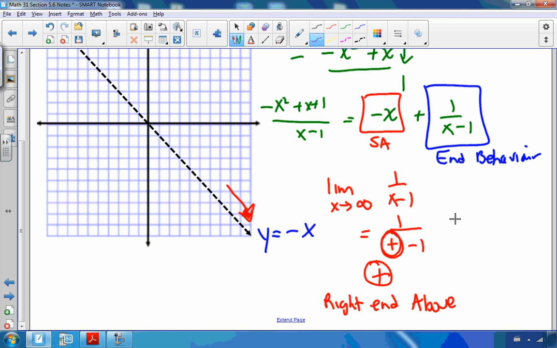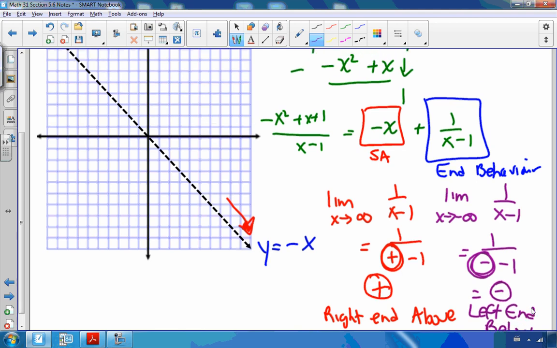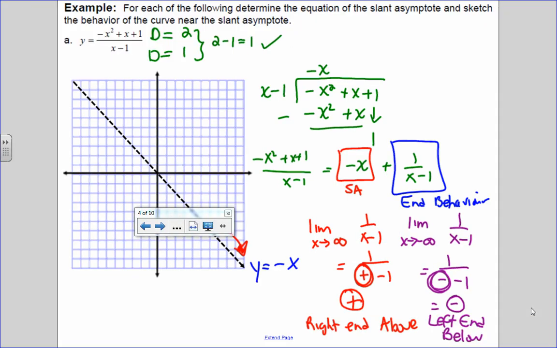Let's look at the left end. So I'm going to look at the limit as x approaches negative infinity of 1 over x minus 1. If I have 1 over a really, really big negative number, take away 1, well, take away 1 isn't going to change the fact that it's a really big negative number. So 1 over a big negative number is just negative. So that tells me that my left end, since it's negative, will be below. So the curve will be below the asymptote. If I look over here, this end will be below.